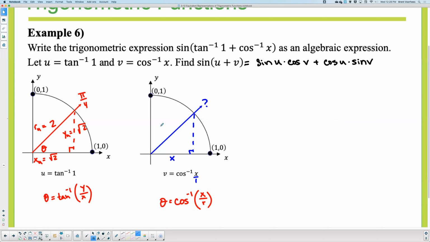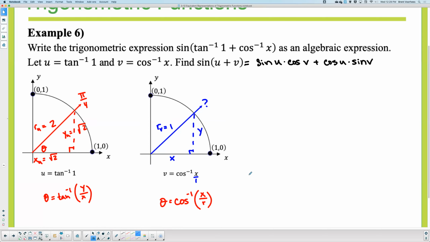The radius: put r equals 1. My radius has to be 1. My x is just going to be x. Now, what's the missing value? We have to find y. How can I find my y?